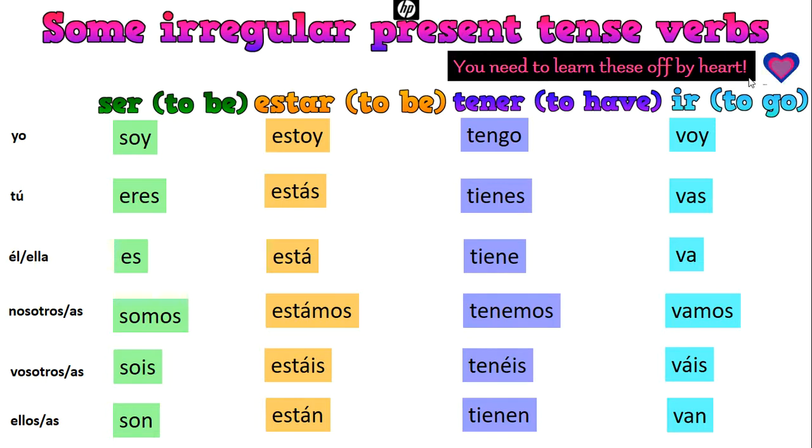Okay, so pause the video now and write these verbs out in your book. If you've got highlighters, do them in different colours, that will help them go in your head. Then practice saying them out loud and see how many of these 4 lists you can get into your head off by heart. Pause the video now.